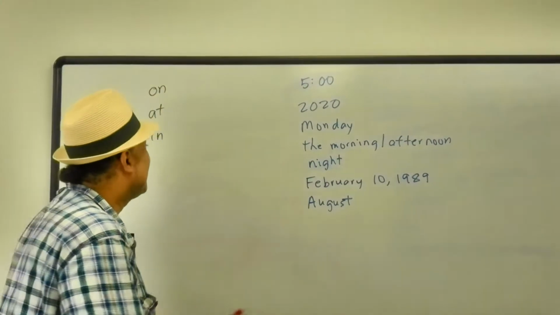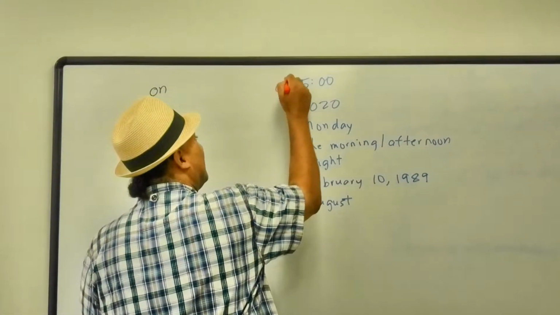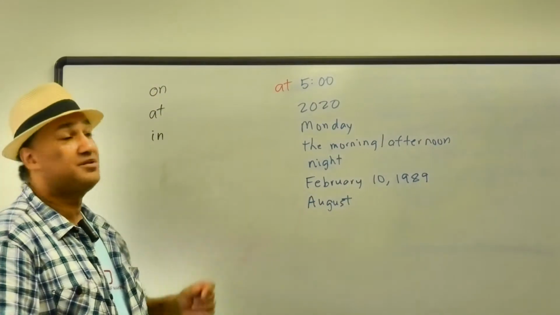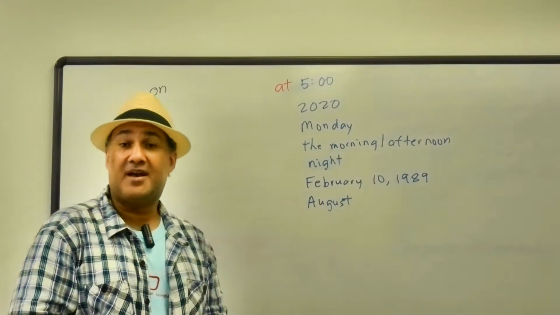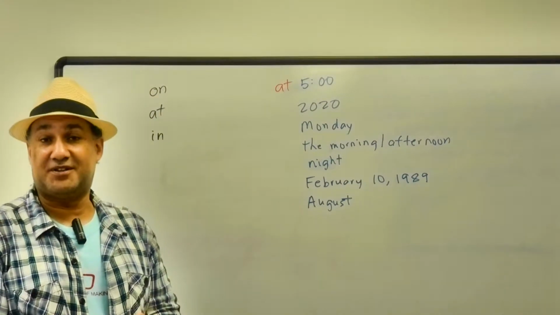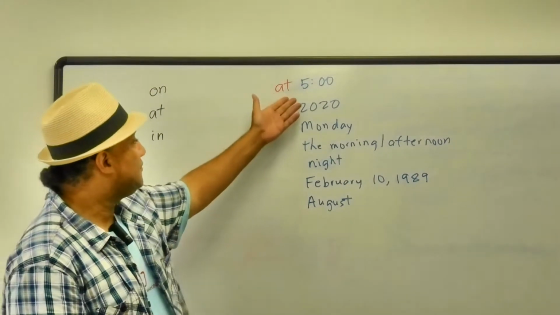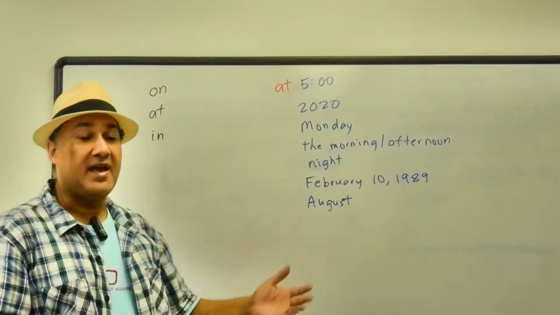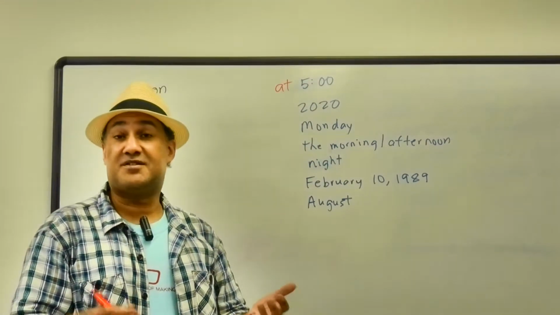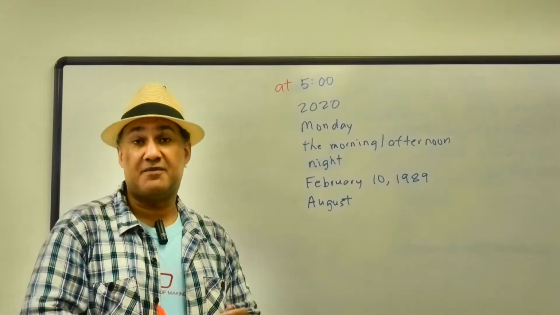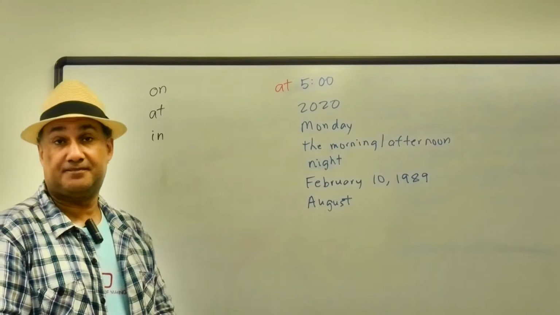Okay, well, it's at. So whenever we refer to a time of day, we use at. At 5 o'clock, at 3 o'clock, at 7 o'clock. They all use at. And not just for the time on the hour, but at 5:30, at 7:15, at 4:20. For any time of the day, it's at.